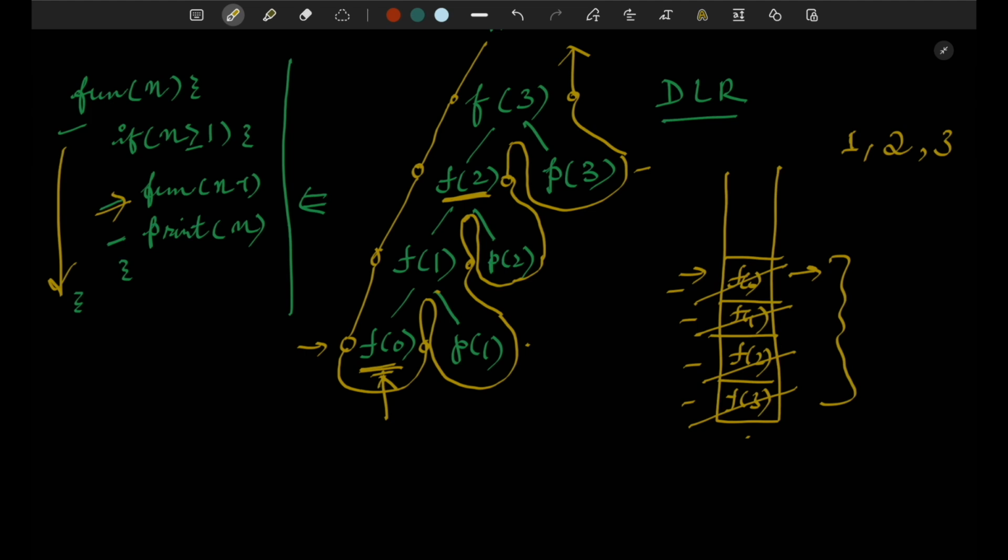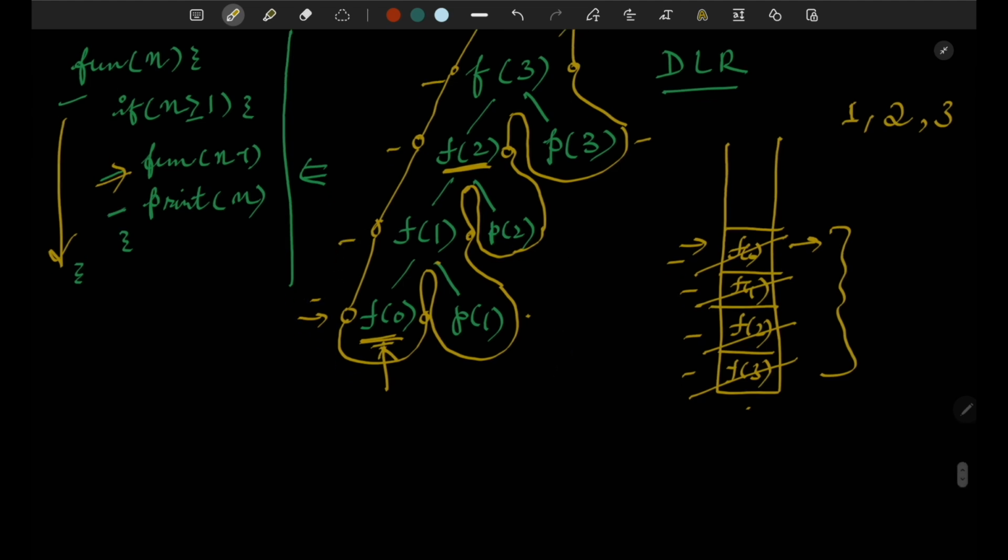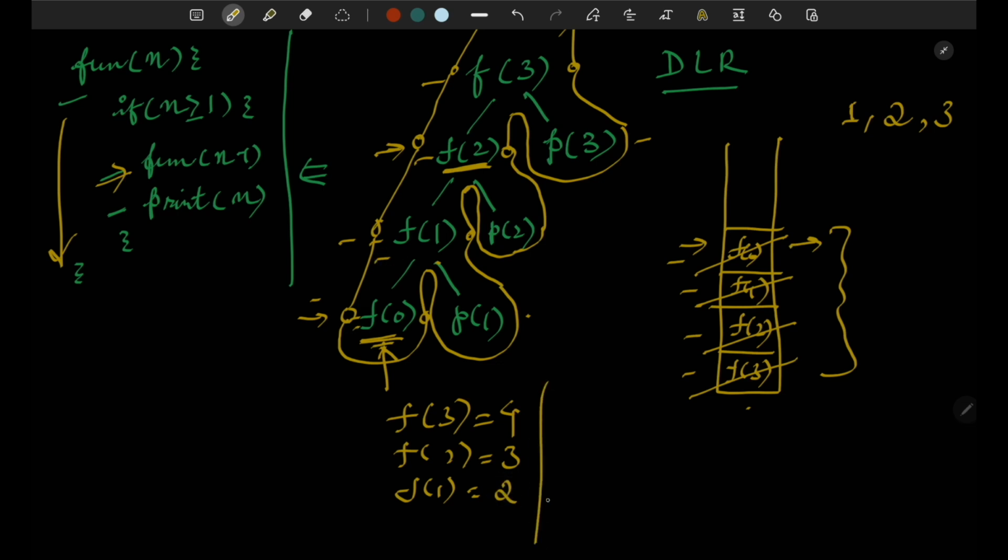So if you look very closely, for f3, we are calling it 1 time, 2 time, 3 time, 4 time. So for f3, we are calling it 4 times. So there are 4 recursive calls. To calculate f2, we are calling 1, 2, and 3. So for f2, we have 3 recursive calls. For f1, we have 1, 2, two recursive calls.